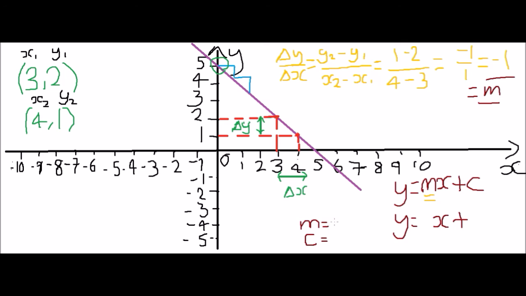So now we have all the ingredients we need to find the equation of the straight line, where m is minus 1 and c is 5, which gives us our equation for this particular straight line as y equals minus 1 times x plus 5, which can also be simplified to y equals minus x plus 5.